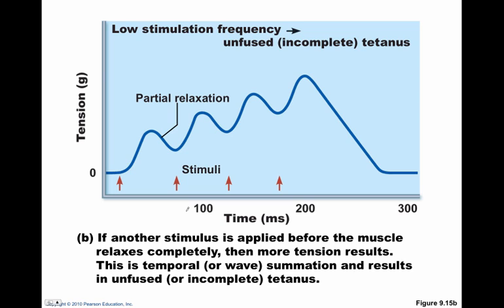This is a temporal or wave summation and results in unfused or incomplete tetanus. This is an example of lifting something with your muscle when you need to keep tension on it. You need to keep the muscle flexed. So we're going to keep firing stimuli so that the muscle stays tensed until we're done lifting that item, and then we can relax the muscle.